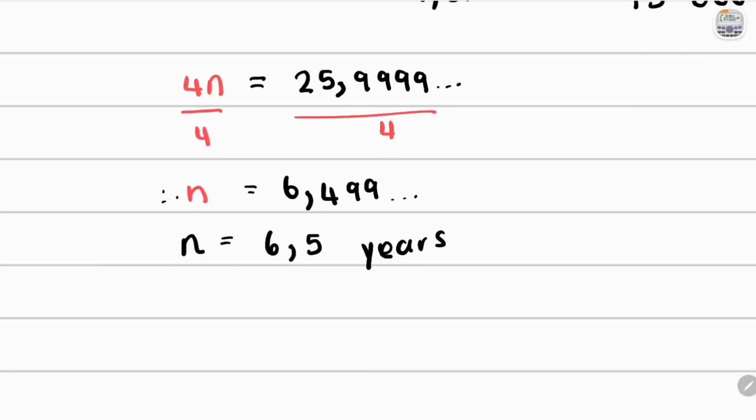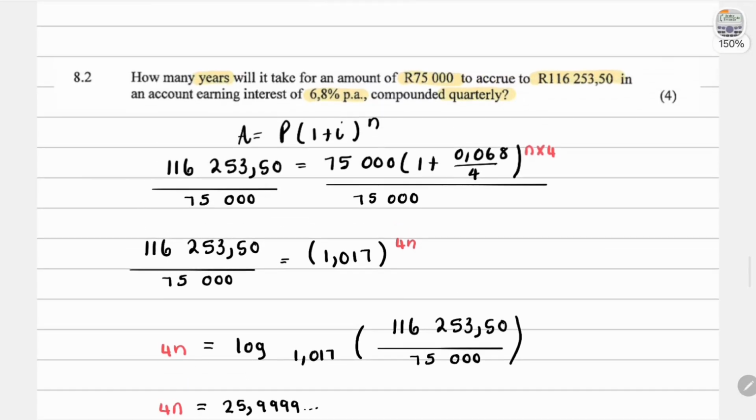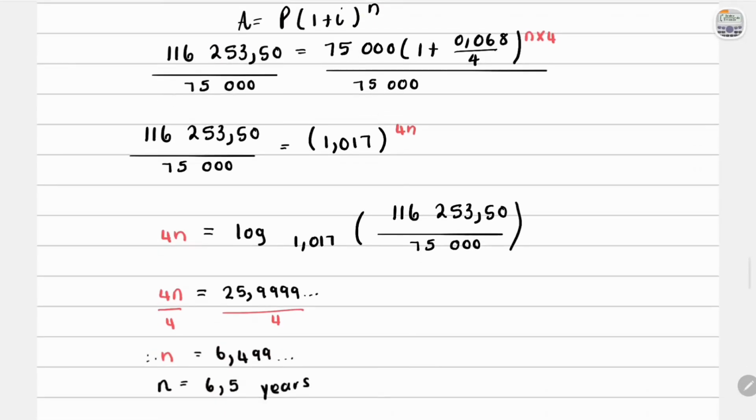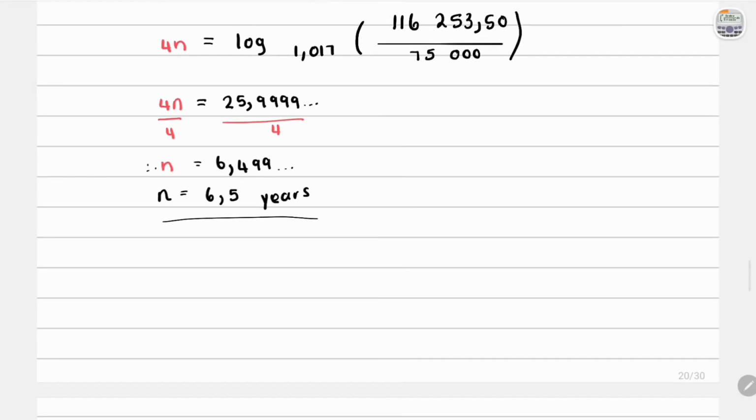And that would be 6.5 years. That's how long it would take for this investment to reach this amount if it was compounded quarterly at that stated interest. And that is our answer.